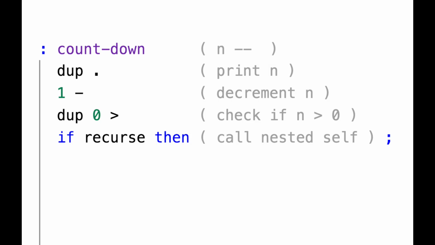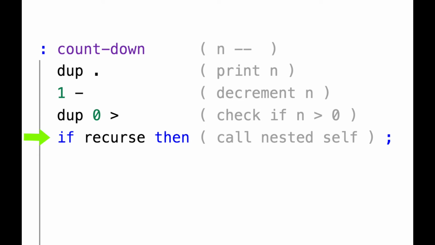Here's a more practical example that counts down from a given number. First, it prints the number. Dupe is used to preserve the number despite it being consumed by the dot operator. Then it decrements the number by 1. Then it checks to see if the number is greater than 0. Again, dupe is used to preserve the number despite being consumed by the comparison operator.